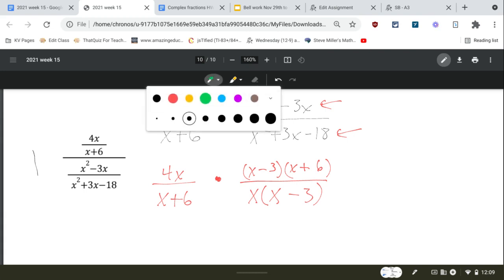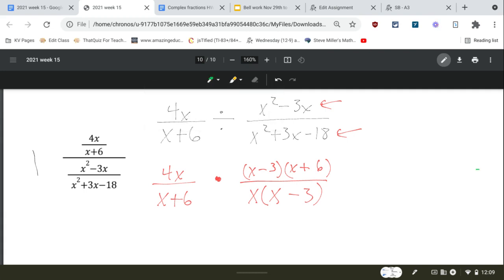So now that everything's in factored form, I can just cancel common factors across the board. The x minus 3 can cancel with the x minus 3 factor. The x plus 6 can cancel diagonally with that x plus 6. And then the other thing is you've got a 4x and an x, so I can cancel this x with that one. I'm left with 4 as my final answer.